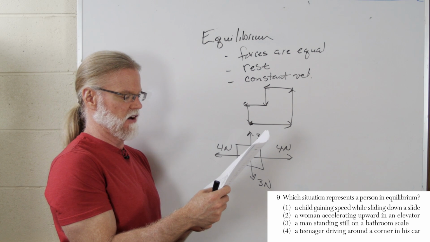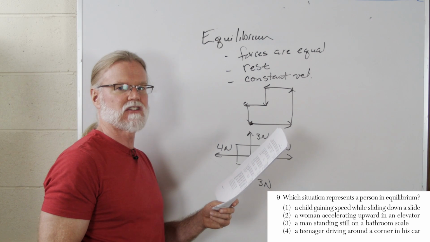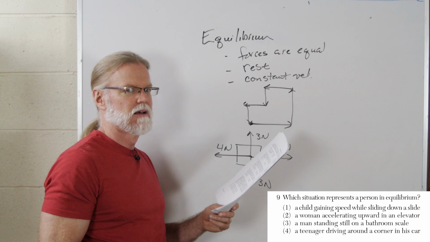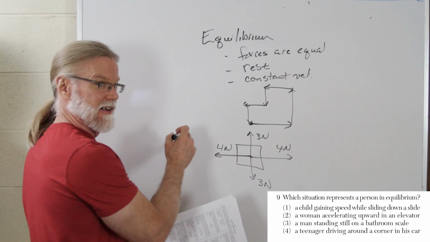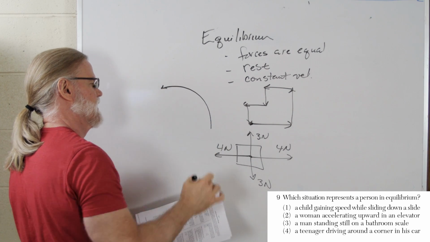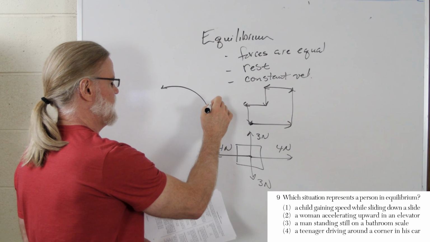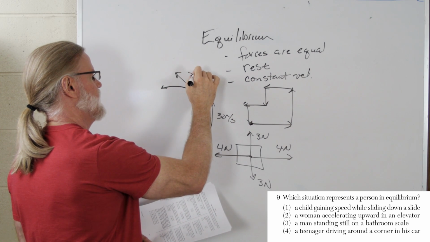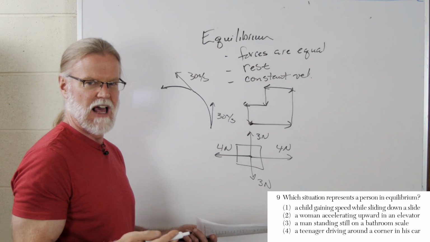A teenager driving around a corner in his car. Couldn't he be driving at constant speed? Wouldn't that also be equilibrium because he's constant speed? No, it would not, because constant speed is not constant velocity. Notice, they threw a little fly in the ointment. They said he was going around a turn, like that. So he must be accelerating. He has a change in velocity, because even if he was going 30 meters per second, at this point he's still going 30 meters per second, he does not have the same velocity. He has the same speed, but he's going a different direction, so he's a different velocity.